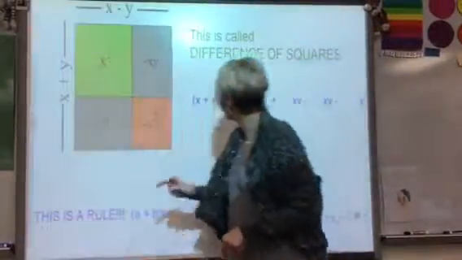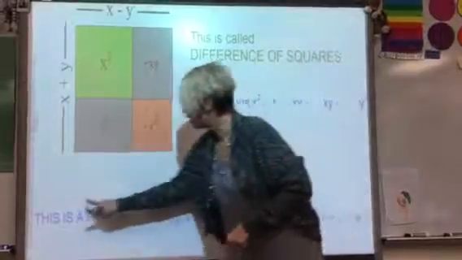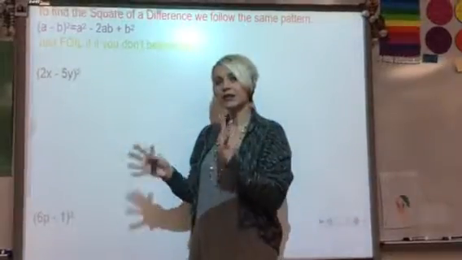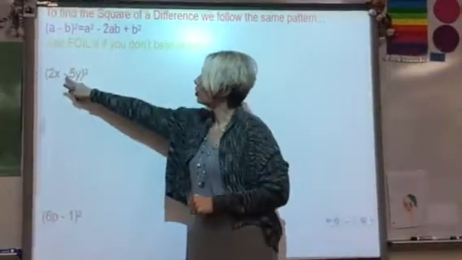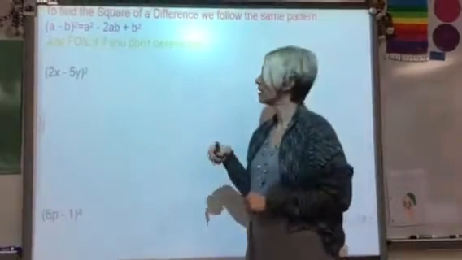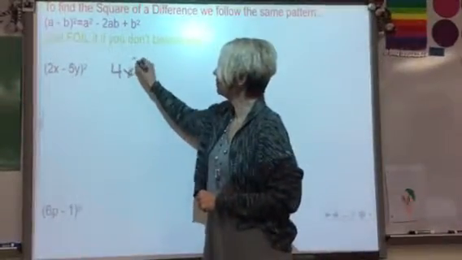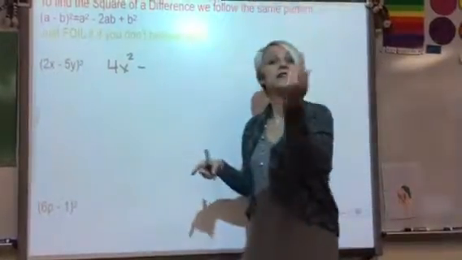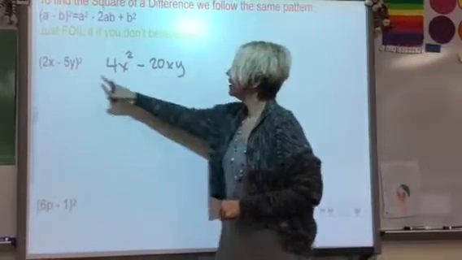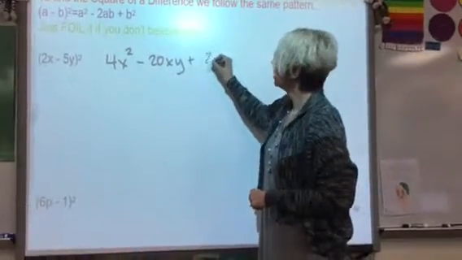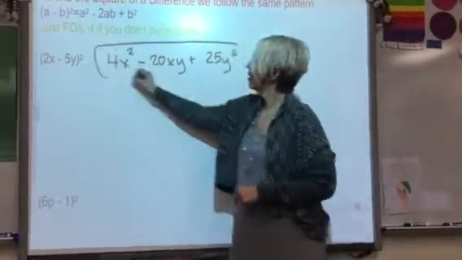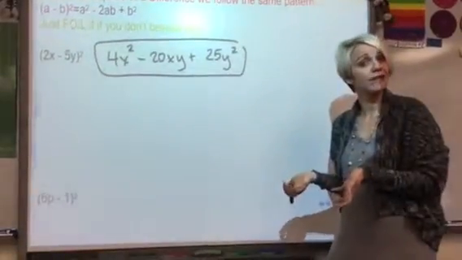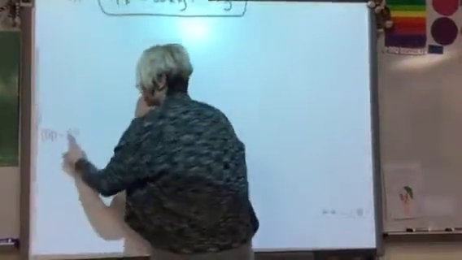Now, how does a difference look? Well, in this difference, sorry, wrong slide here. In this difference, everything is going to be the same except our middle term is going to be a minus. So we'll do first term squared, that would be 4x squared. And then we have a minus product, that would be 10xy doubled, 20xy. Last term is going to be plus 25y squared. First term squared, product doubled, last term squared. Follow that pattern every time in a square of a difference.